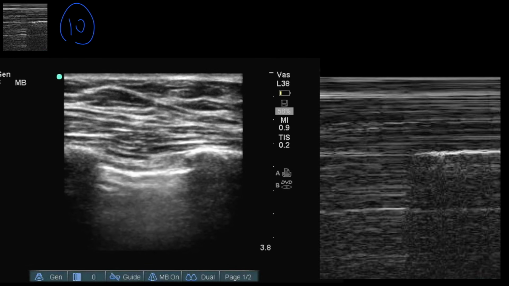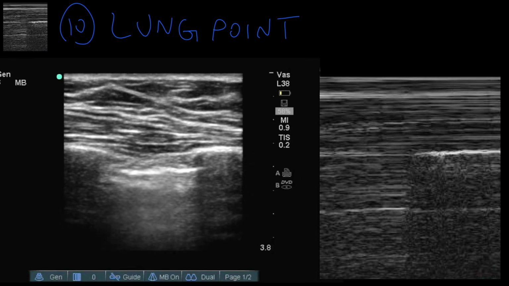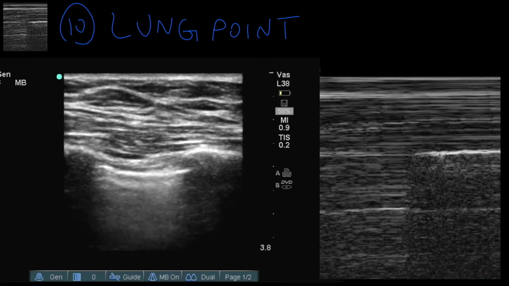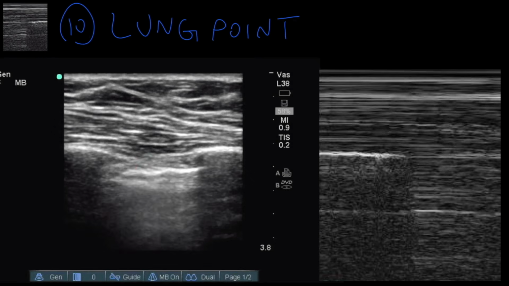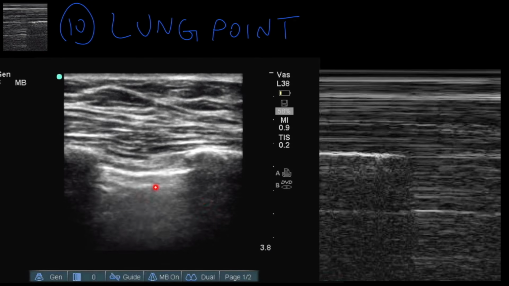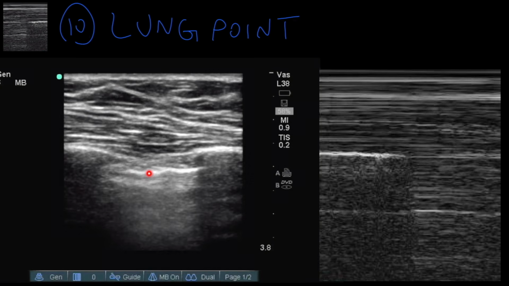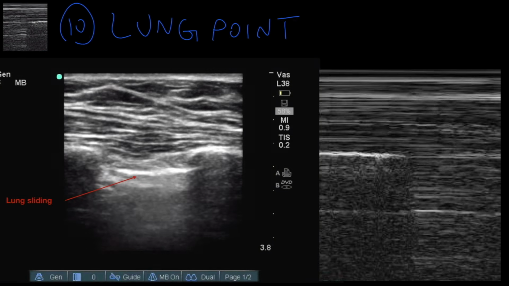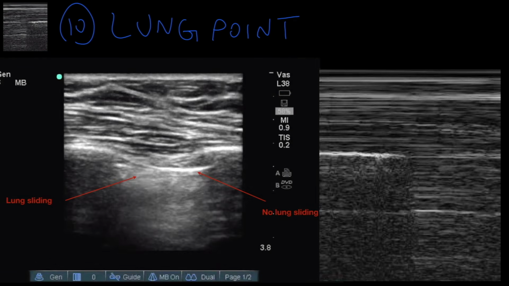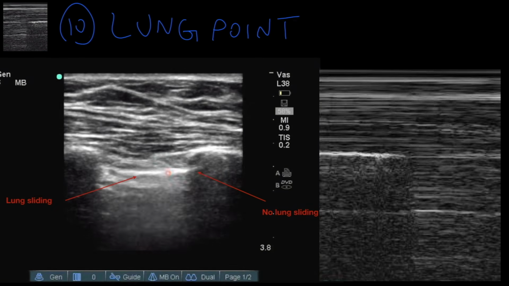The last sign we're going to talk about is the lung point. The lung point is the transition between a pneumothorax, or air in the pleural space, and normal lung sliding. If we look on this video on the left, we see rib, shadow, and so we know this is the pleural line. But we see movement along the pleural line on this part, and so that is lung sliding. And on the other side, we see no lung sliding. So this transition point between the two is the lung point.